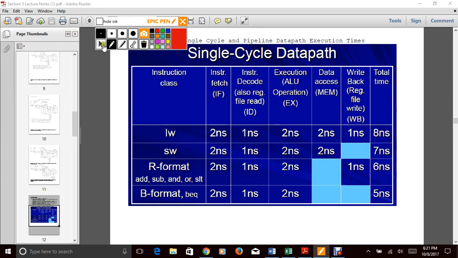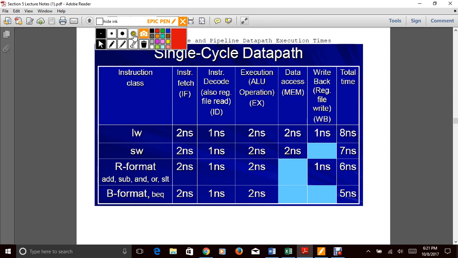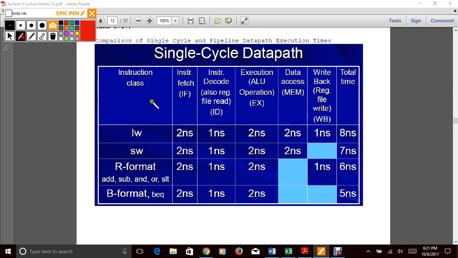Now, in a load word and store word type instruction, we need the instruction fetch, the decode, the execution, data memory, and write back. For a single cycle data path, all of them are going to require 8 nanoseconds. During R-type instructions, branch equivalent, and store word, we don't write back. We don't write back during branch. We don't do all this stuff.